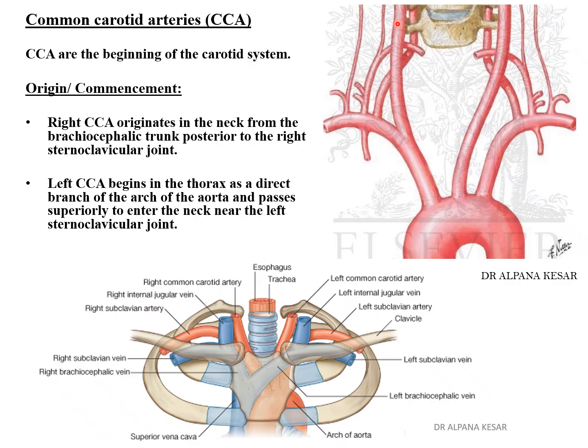So, the origin of right common carotid artery is from the brachiocephalic trunk, and it arises posterior to the right sternoclavicular joint. The left common carotid artery arises directly from the arch of aorta in the thorax, and then it passes superiorly behind the left sternoclavicular joint to enter the neck.